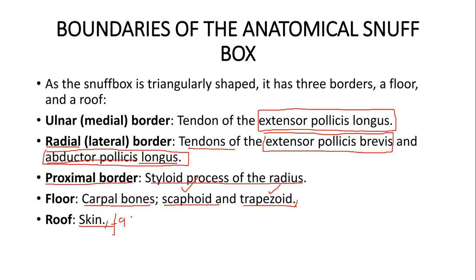Okay, so superficial fascia and the deep fascia, and the deep fascia of that region is modified to form the extensor retinaculum. Okay, so we have some contents within the superficial fascia, which we will discuss later.